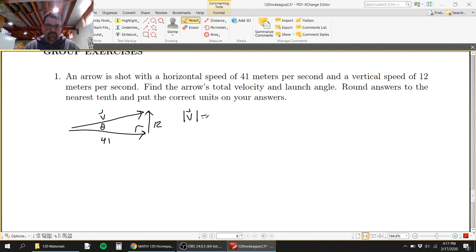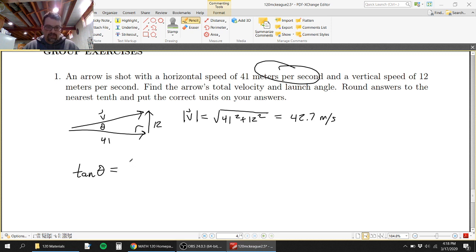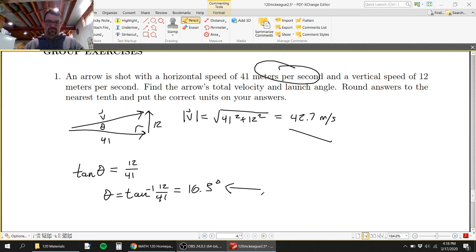So magnitude, square root of 41 squared plus 12 squared. Not a Pythagorean triple, you got to round it, and you get 42.7. And that's meters per second, because that matches what's in the problem. And tangent of theta will be 12 over 41. So theta is inverse tangent of 12 over 41. And out comes 16.3 degrees. So launched 42.7 meters per second, making that 16.3 degree angle from horizontal.